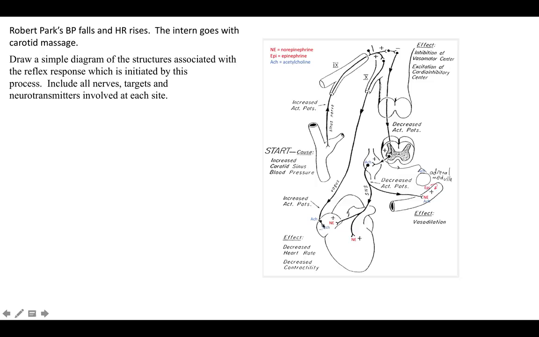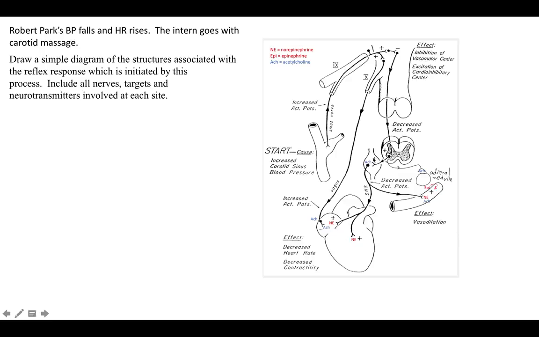So you have increased parasympathetic tone. You have decreased sympathetic tone. The sympathetic neurons are releasing norepinephrine at the atrium and at the ventricle and at the AV node and the SA node. And norepinephrine is what's involved there.